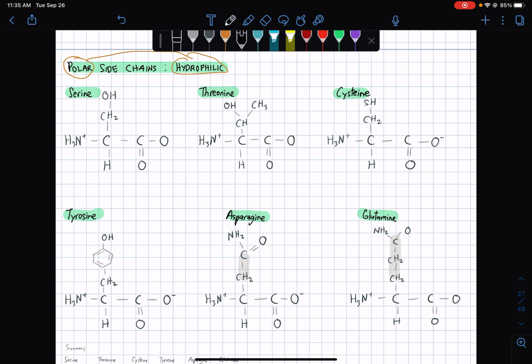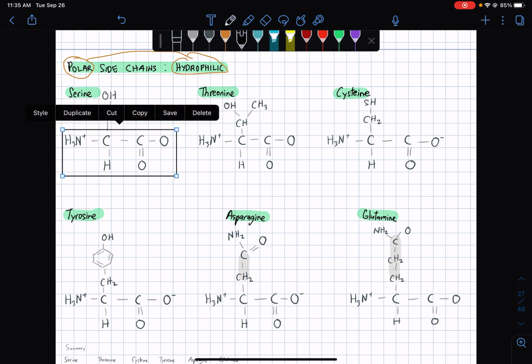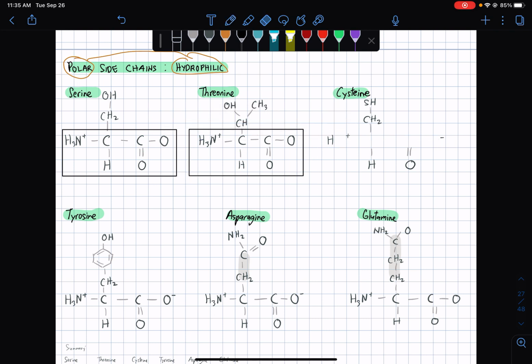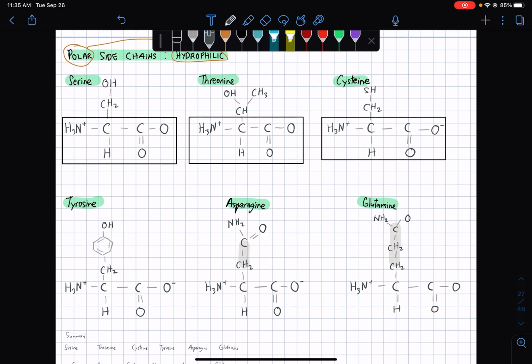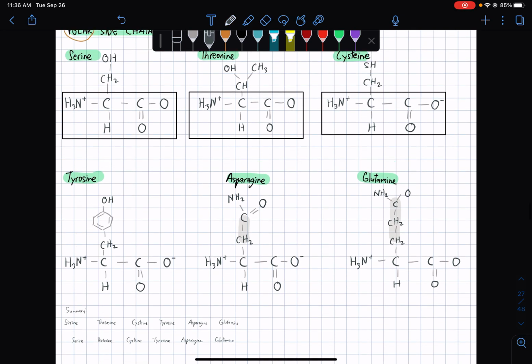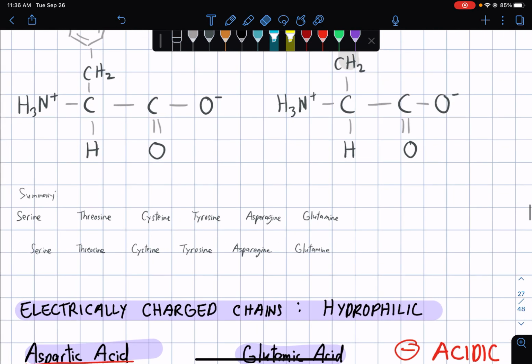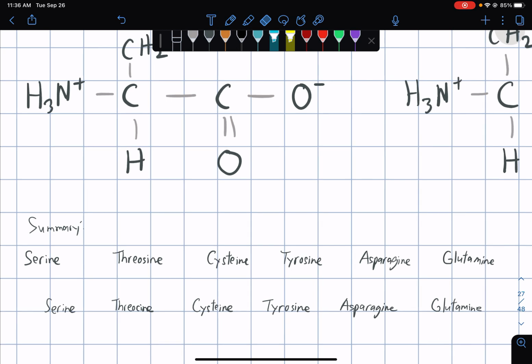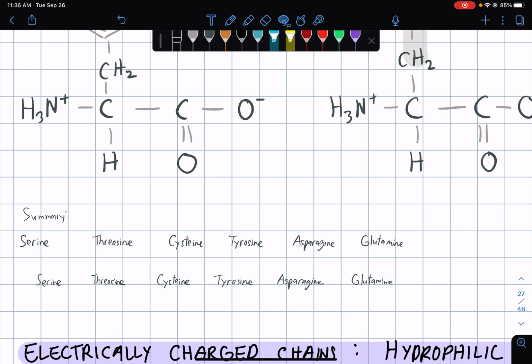Again, there's a general structure, which is this. You can see this structure in every amino acid. What is unique to the amino acid is the structure above. What makes the amino acids different from one another is what we have above. For cysteine, we have this. Threonine, we have this, etcetera. To memorize the amino acids with polar side chains, we have serine, threonine, cysteine, tyrosine, asparagine, and glutamine.